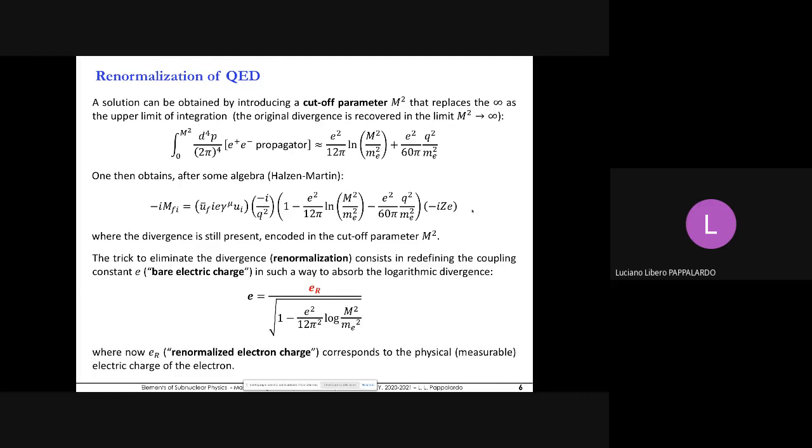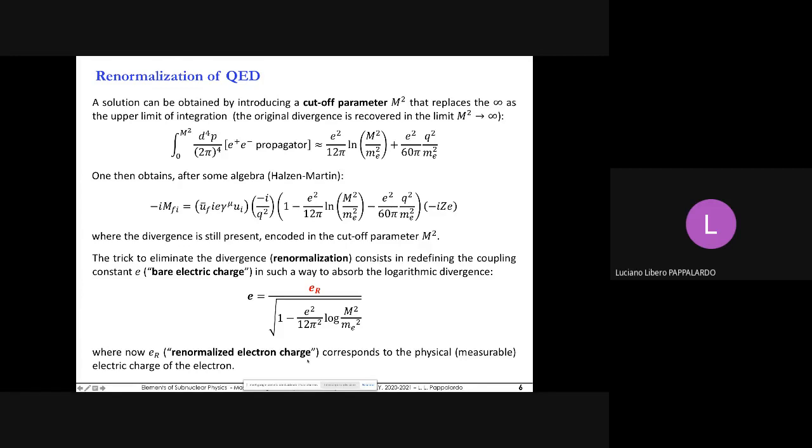The trick to eliminate the divergence, and this is indeed the meaning of renormalization, consists in redefining the coupling constant e that you find here everywhere, which we call the bare electric charge, in such a way as to absorb the logarithmic divergence. In other words, we redefine this parameter e in such a way that in the denominator we have now another infinity. So overall the infinity, when you put this to the square, will disappear, but now in terms of a new object, which we call the renormalized electron charge.